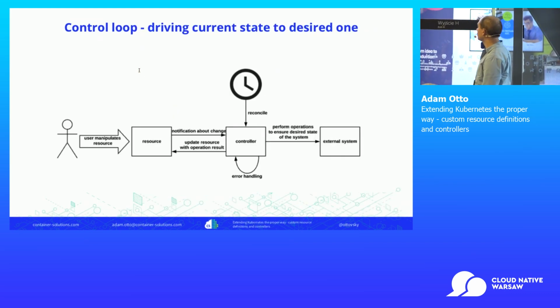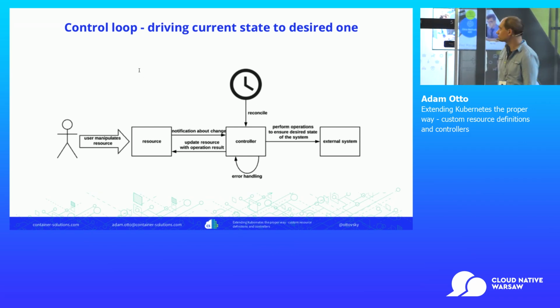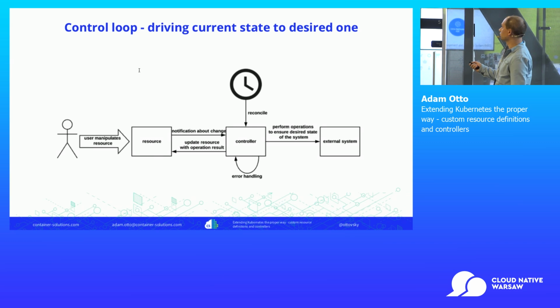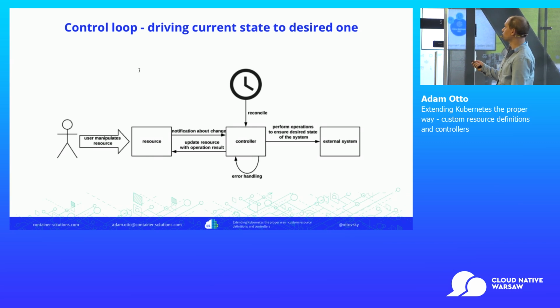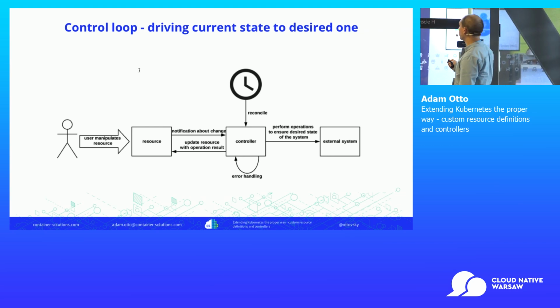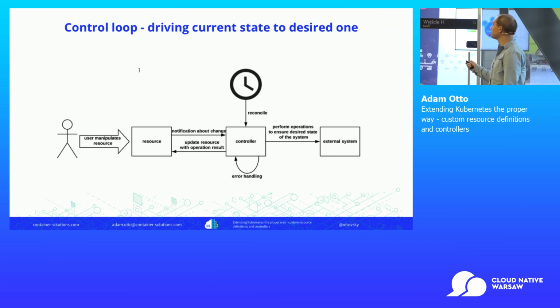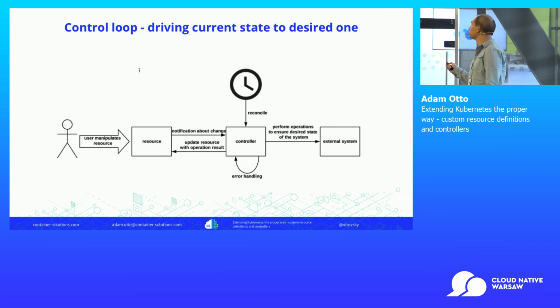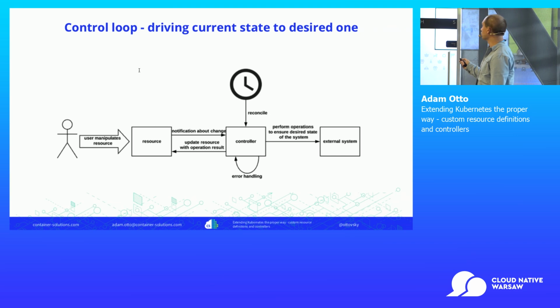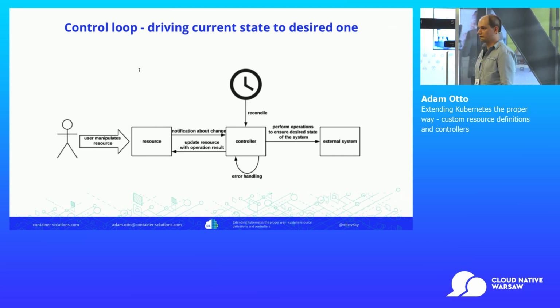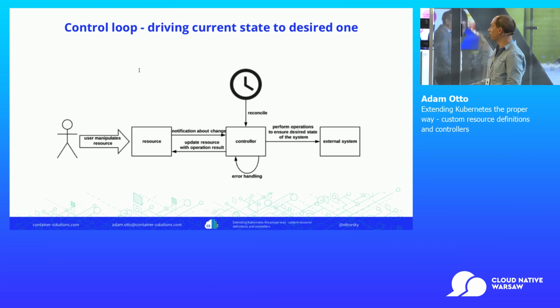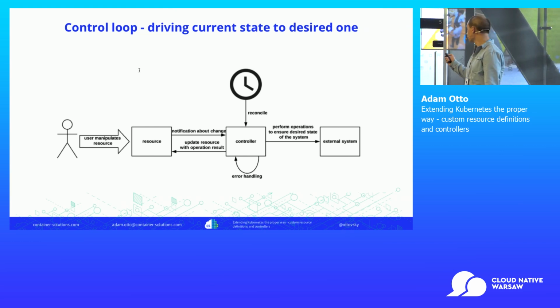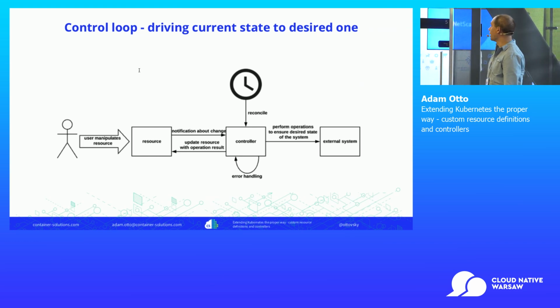So here is a small diagram which represents this. This is a user, this is who we are, and we are manipulating resources in the Kubernetes cluster. We have a controller which is watching those resources and getting a notification about any changes for these resources. Once the notification is received by the controller, it performs some operation on the external system in order to make the external system follow the desired state. In addition to this, the controller is also responsible for error handling and reconciling the whole system every specific interval of time.